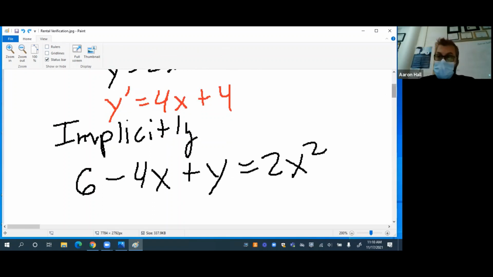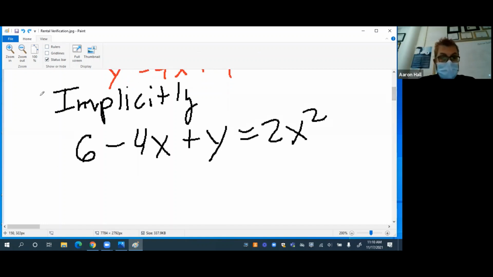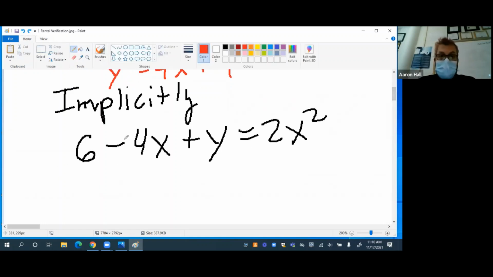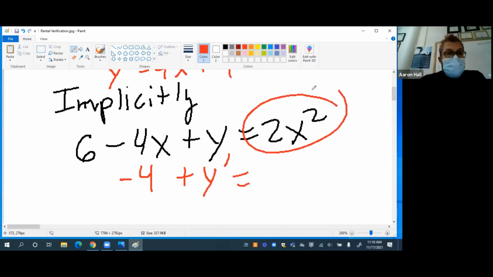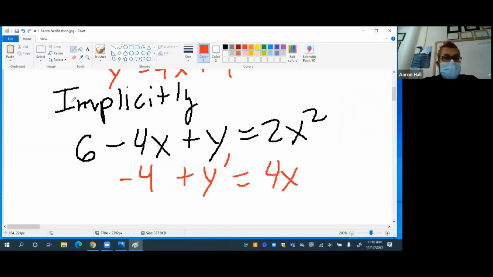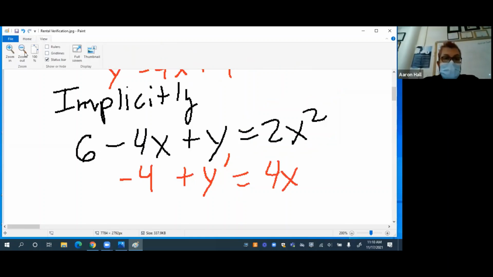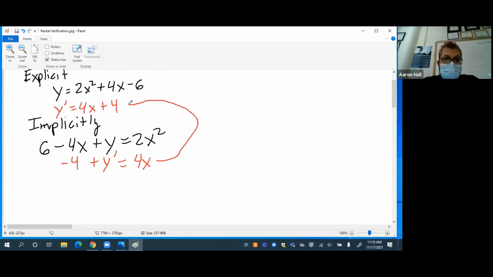Okay, let's do this starting from the left-hand side. What does this become? 0. What does this become? Negative 4. What does this become? Y prime. And what does this become? 4x. Is this the same thing as this? Yes.